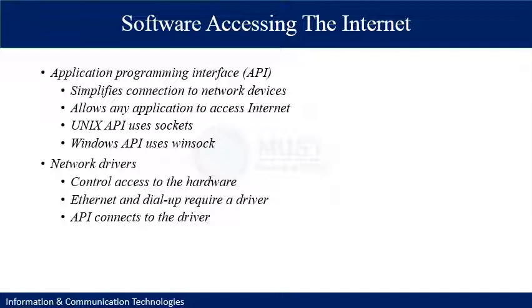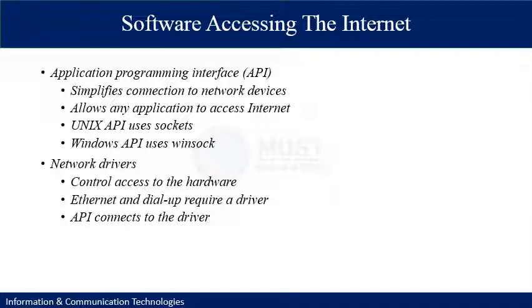So in the advanced terms, you can use the software to access the internet as well. A software accessing the other part of the web, or in programming terms, a software accessing a web server or web service, is termed as using an API, application programming interface. An API simplifies the connection to network devices, and it allows any application to access the internet or internet services.